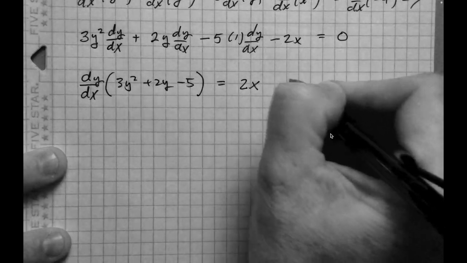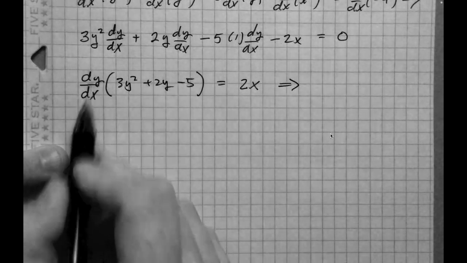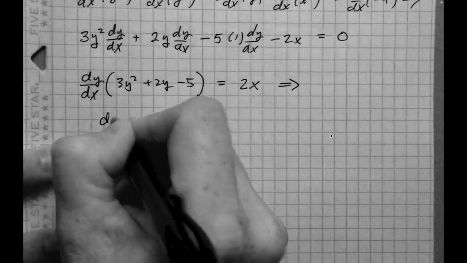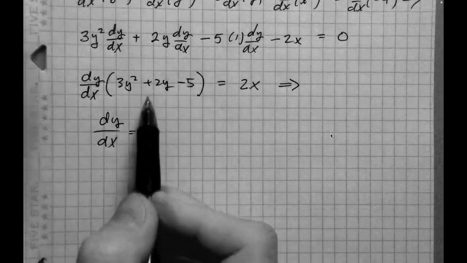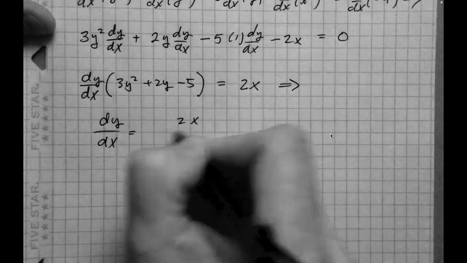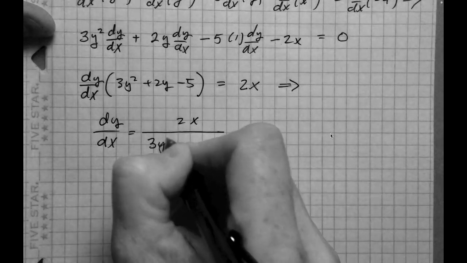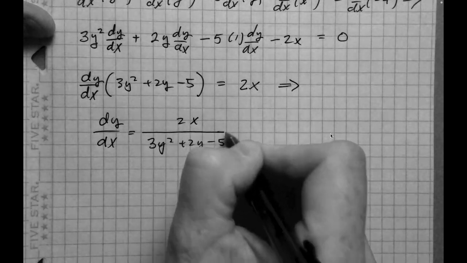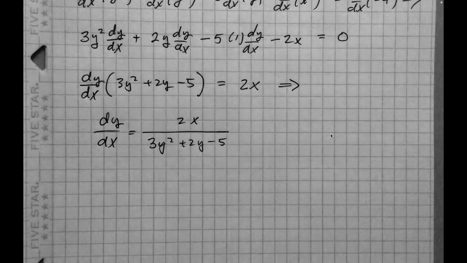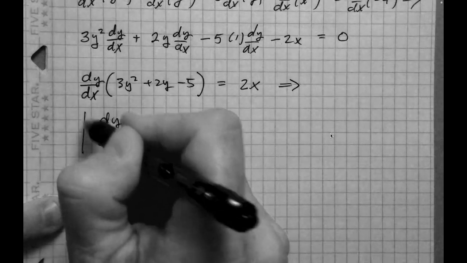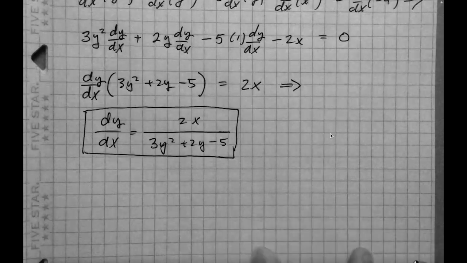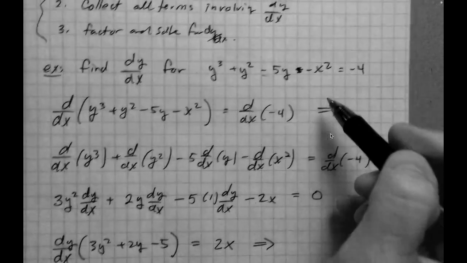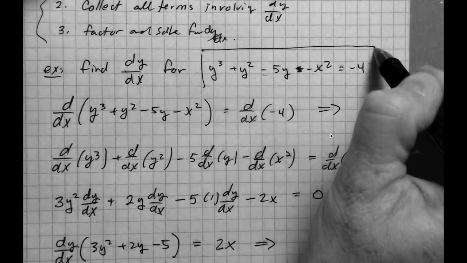And then what we can do is we can solve for dy dx, which in this case is literally just a single step. Right, we divide everything by this piece of it here. So it'd be 2x divided by 3y squared plus 2y minus 5. Okay. All right, so this would be dy dx in the case of this given equation, right?